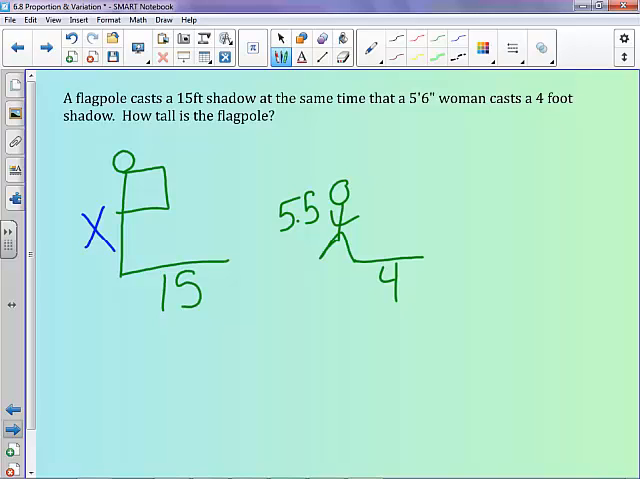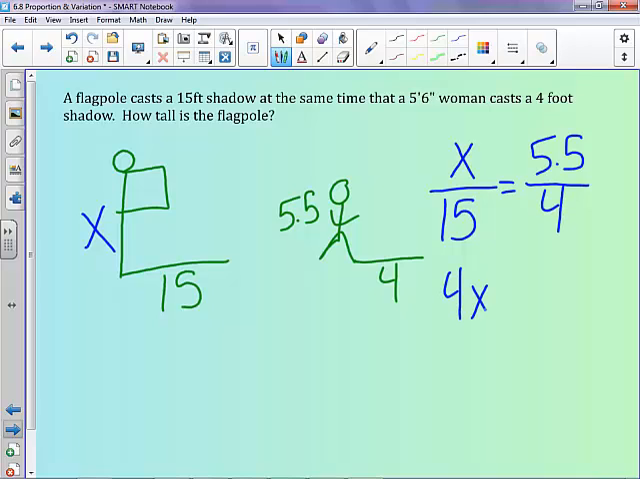And so we've got the height of our flagpole and its shadow is going to be the same rate as the height of our person with her shadow. When we cross multiply, we'll get 4x equals 82.5. So our x is 20.63 feet.